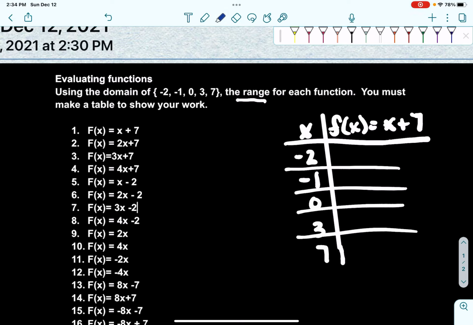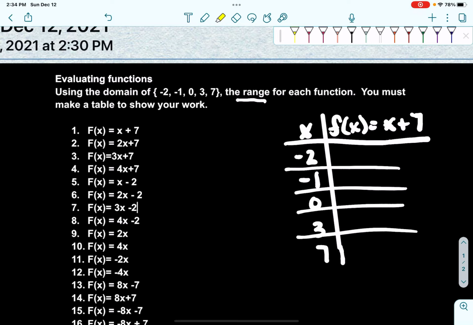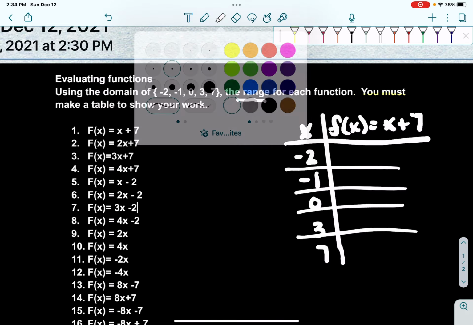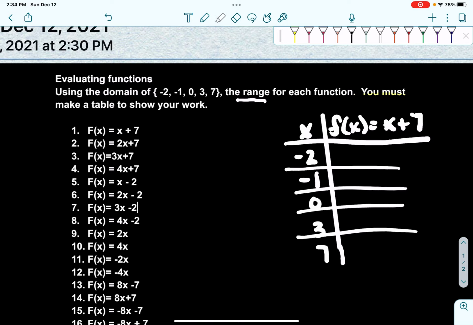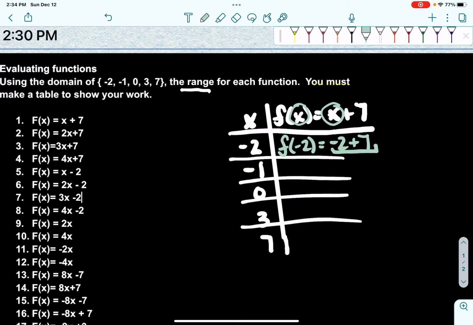And what we had talked about before was that this value right here and this value right here are going to get replaced with each of the x's. So the first x I have is -2. So it's going to be f parentheses -2 equals -2 plus 7. And then this part is going to go in my calculator. So if I put that in my calculator, I'm going to end up with 5.